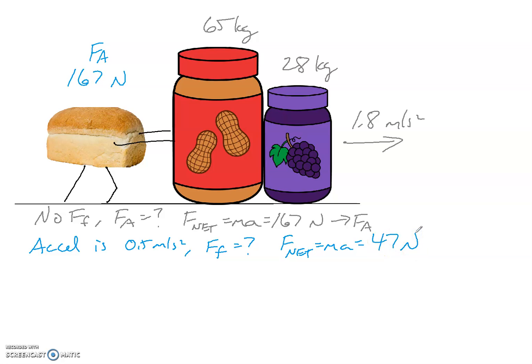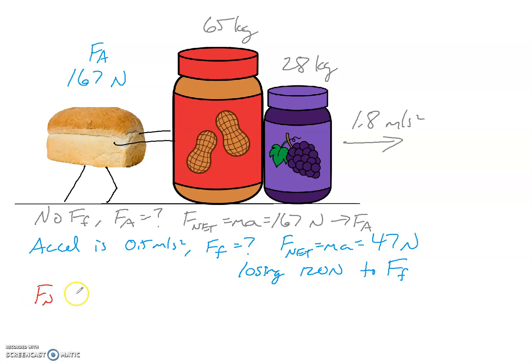So let's see, I've got 167 trying to move it. I'm only getting 47, so I'm losing 120 newtons. Okay, so I must be losing 120 newtons to the force of friction. Okay, well, let's find another force. Let's find out the normal force.